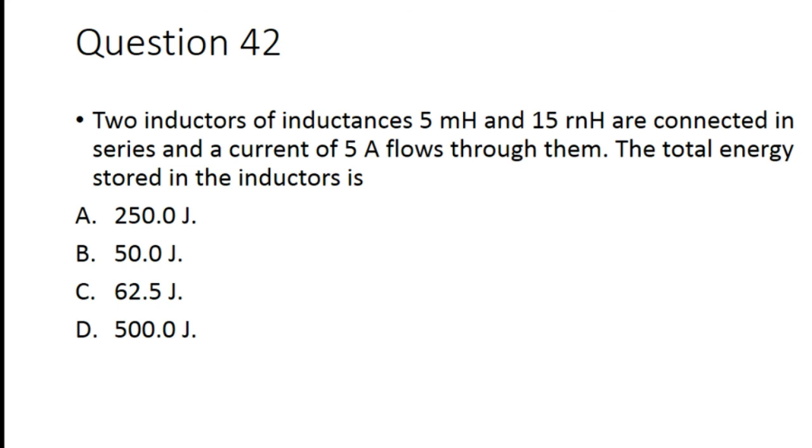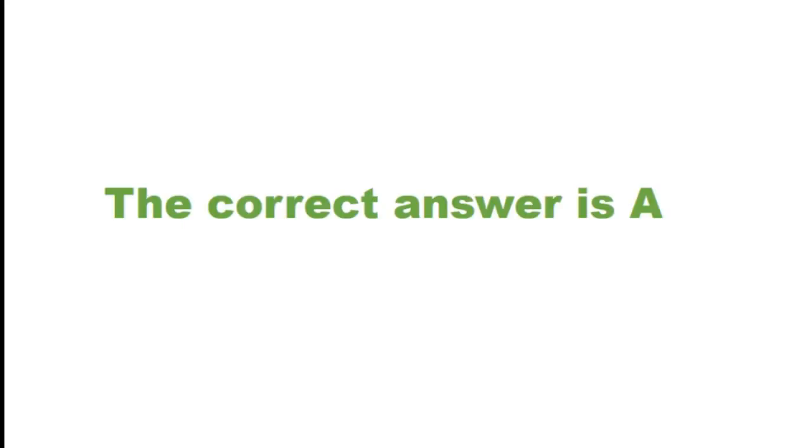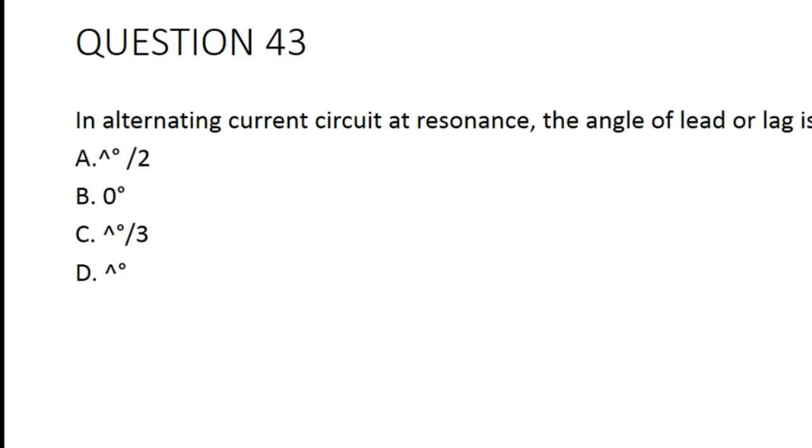42. Two inductors of inductances 5 mH and 15 mH are connected in series and a current of 5 amps flows through them. The total energy stored in the inductors is A. 250.0 joules, B. 50.0 joules, C. 62.5 joules, D. 500.0 joules. The correct option is option A. 250.0 joules.